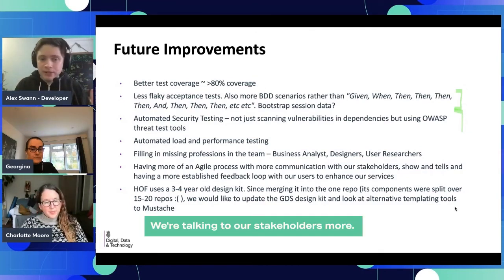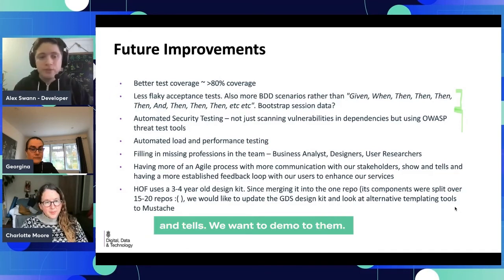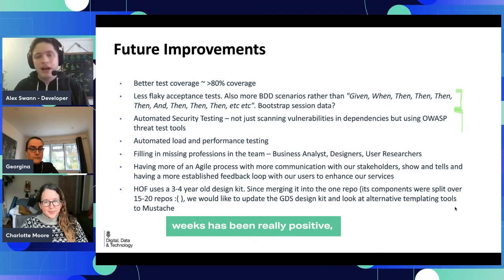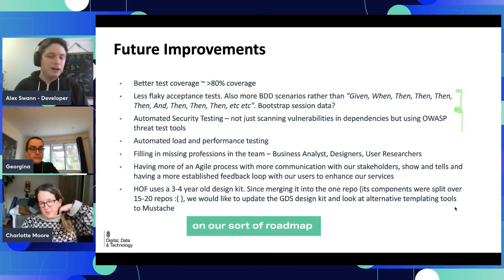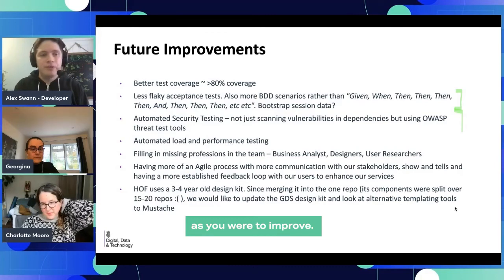We're talking to our stakeholders more. We want to do more show and tells. We want to demo to them. The feedback we've had in recent weeks has been really positive, and we want to utilize that greater with our other services. And of itself, it is using the GDS design kit, but it is a few years old, and that's sort of next on our roadmap, to improve.